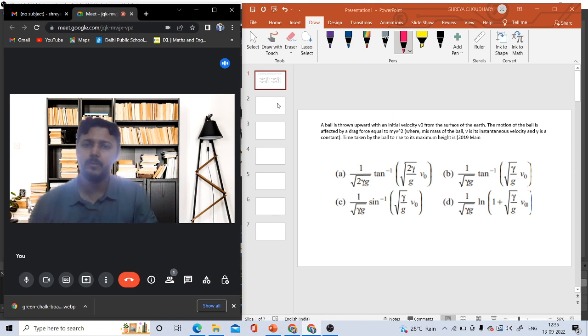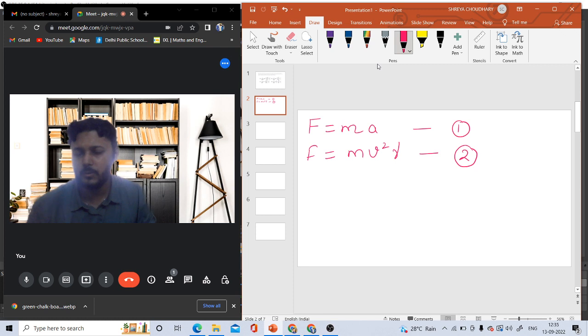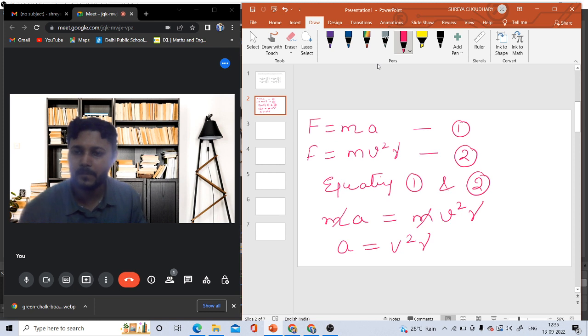So basically we know that the basic equation of force is F equals ma, that is our equation number 1, and F equals m gamma v square, that is equation number 2. Equation number 2 is given in the question. So on equating 1 and 2, we get ma equals m gamma v square. On cancelling out, a will be equal to gamma v square.